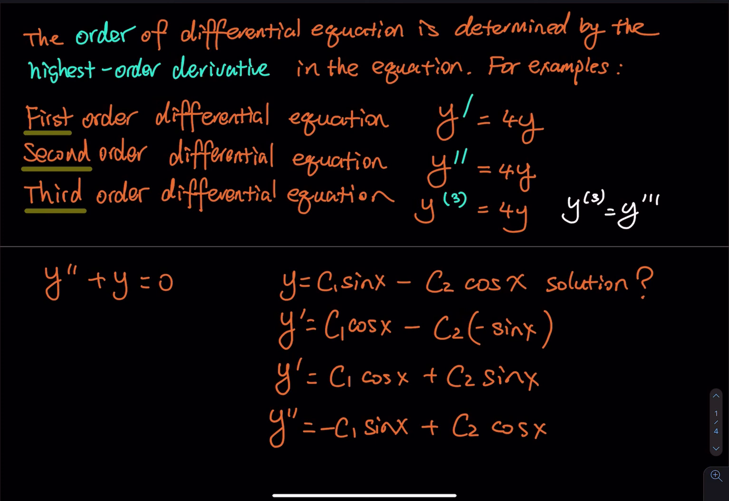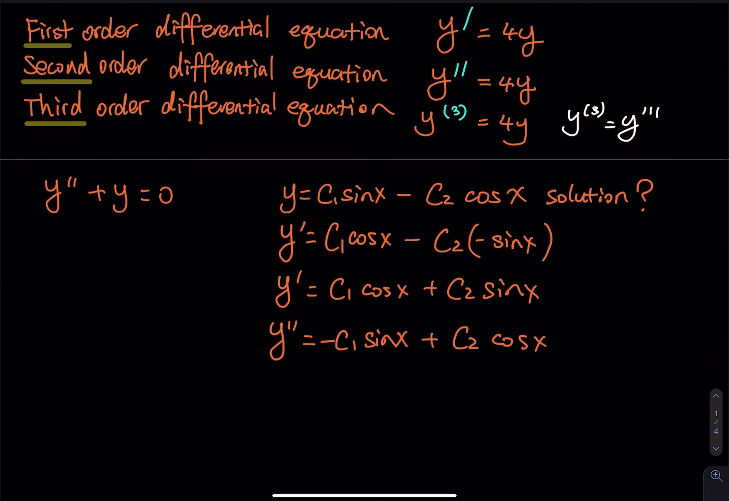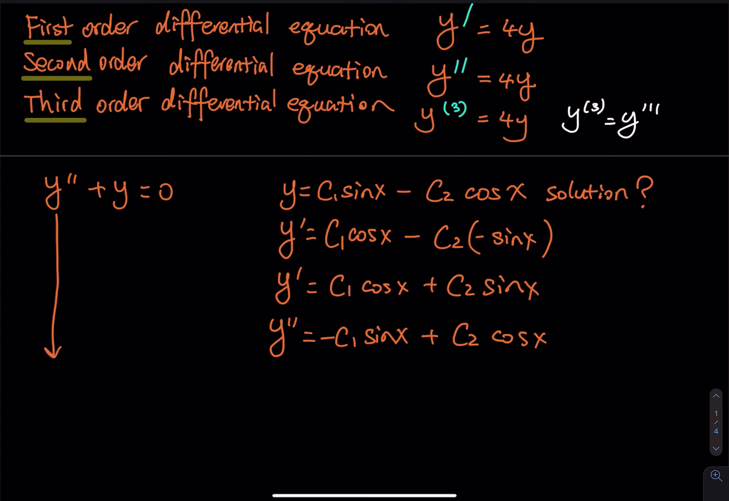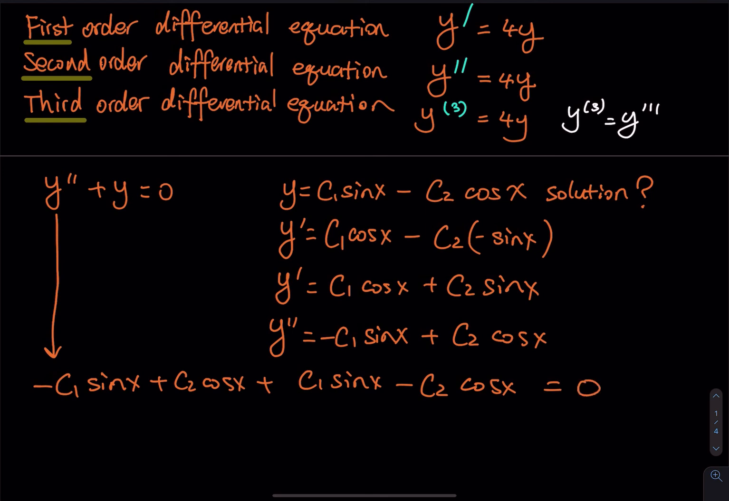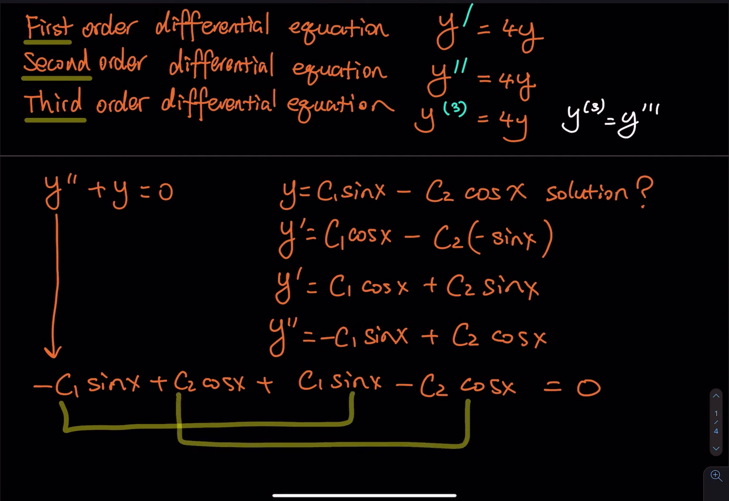All right, so now let's do the plug-in. We might need the whole line to do it, so I will just bring it down right here. So double prime is negative c1 sine x plus c2 cosine x, plus y. So y is c1 sine x plus c2 cosine x. Is that equal to 0? Okay, let's see. We have negative, and positive, and then we have a positive 1 minus 1. Yes, it is equal to 0. So this is checked. We have 0 equals 0.